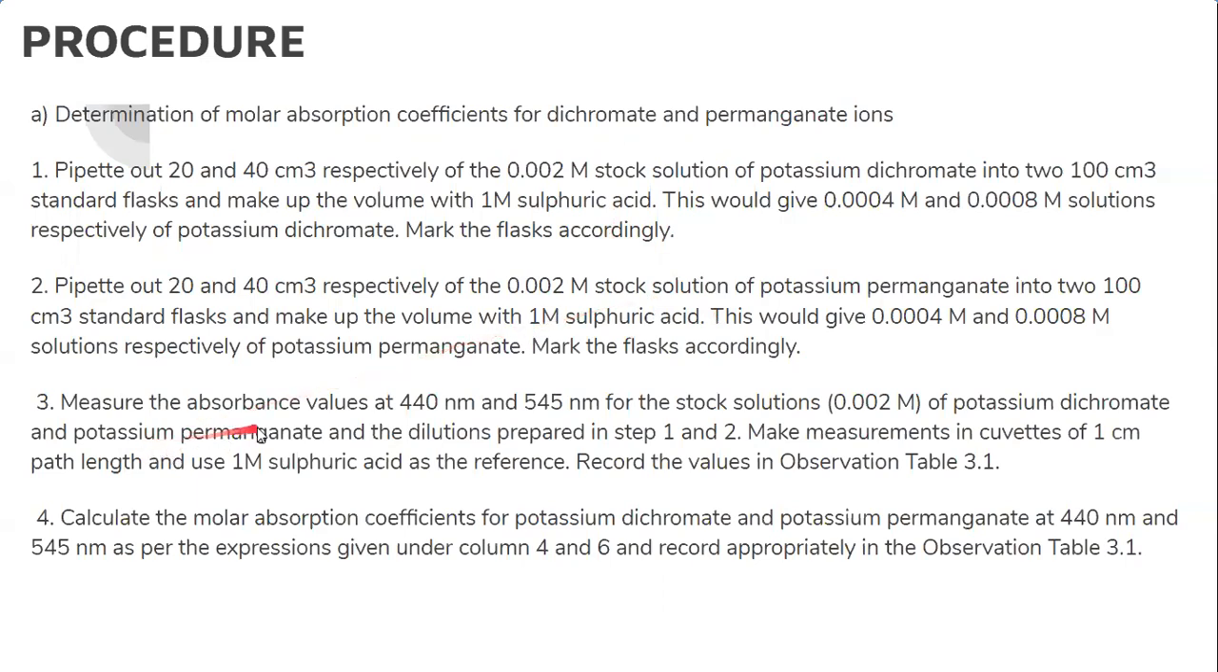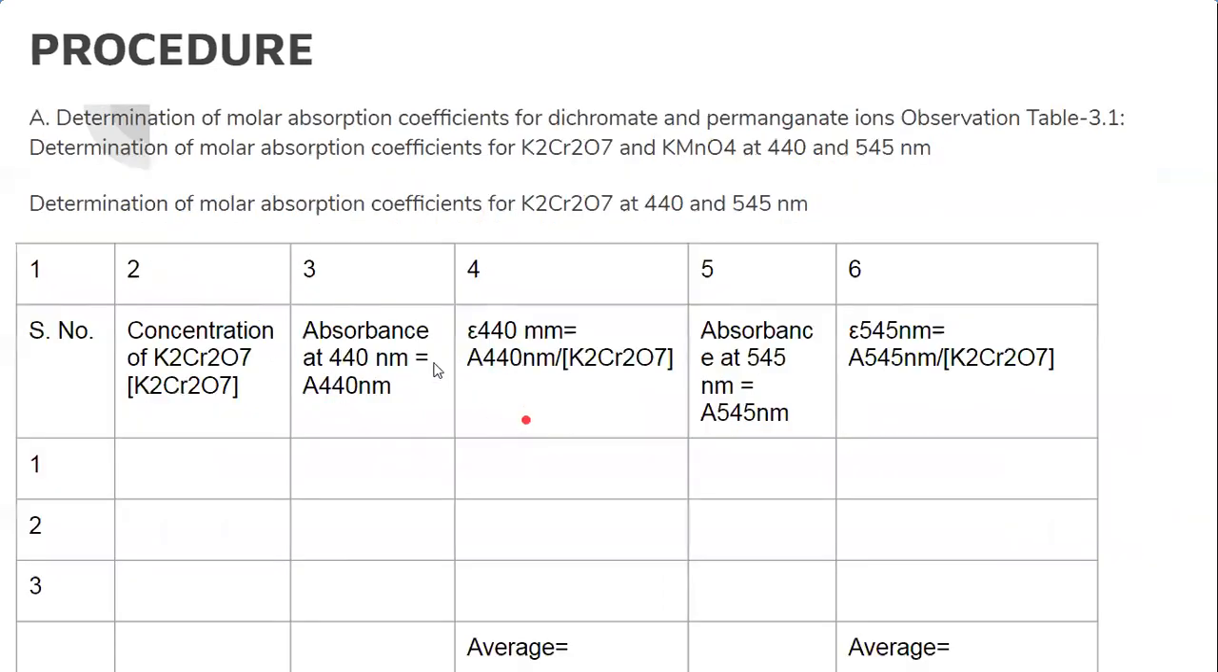By this experiment, we find the absorbance values of these 6 samples at 440 as well as 545 nanometers. Then we note down the readings like this. This is the concentration of 0.002, this is also, and this is absorbance. For this table, first is the determination of the molar absorption coefficient of potassium dichromate at 440 as well as 545 nanometers. Here the concentration is 0.002, and here we find the absorption.